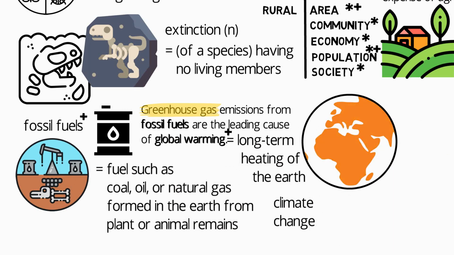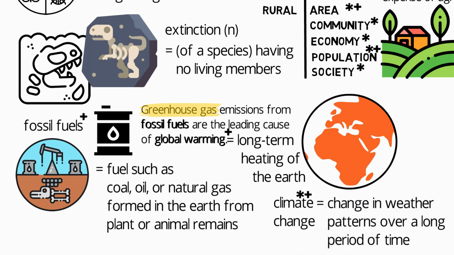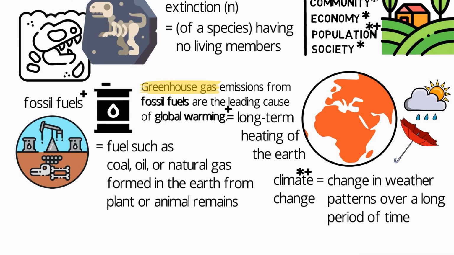Climate change is similar, and sometimes people use the two phrases as if they mean the same thing, but they don't quite. Climate change refers to the change in weather patterns over a long period of time. So global warming is one aspect of climate change. Other aspects would be rainfall, wind, storms, and so on.